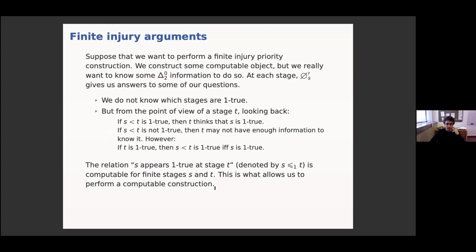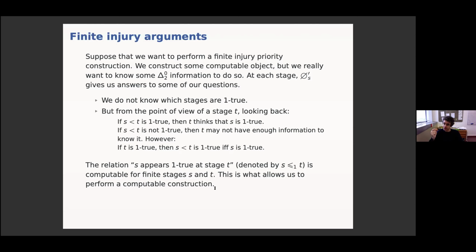So suppose I want to do some kind of construction. I'm building a computable object, for example, an enumeration of a CE set or a computable structure, and I want to guess at some delta 2 information, like that complicated linear ordering that I want to guess at in order to build something computable related to it. So we have some delta 2 questions to ask, and at each stage we've got an approximation as to what zero jump is, and it might have enough information to answer these questions or not. But of course, working computably, we do not know what stages are one true. The collection of one true stages is Turing equivalent to zero jump.